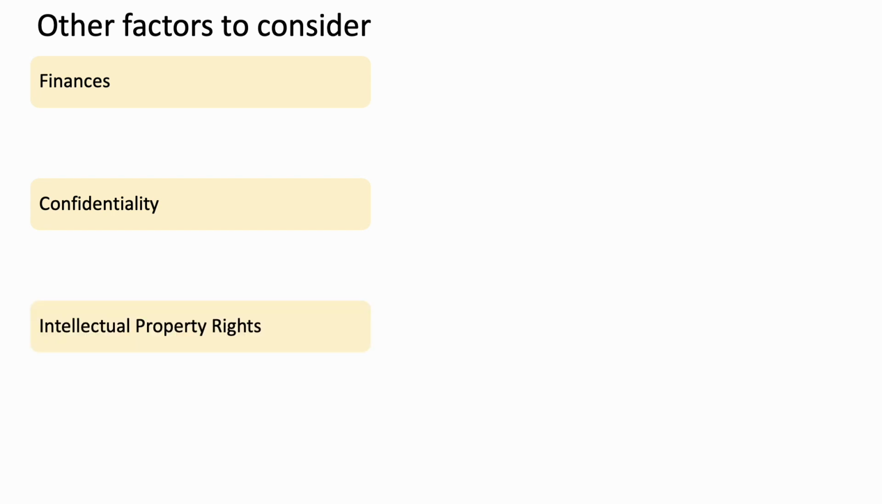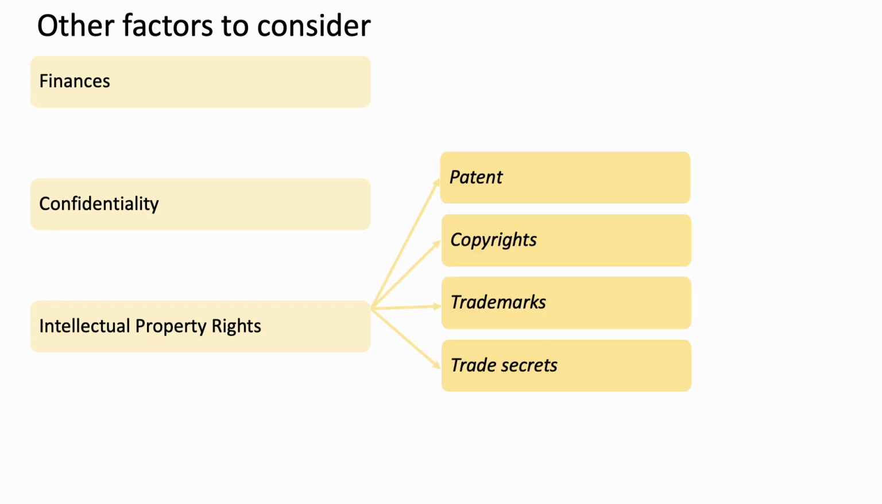Intellectual property rights, IPR, form a critical aspect, encompassing patents, copyrights, trademarks, and trade secrets. Clear ownership and usage rights must be established to prevent disputes post-termination. Employee rights, particularly in jurisdictions like the UK, governed by laws such as TUP, Transfer of Undertakings Protection of Employment, demand attention. Understanding the legal obligations concerning employee transfer or redundancy is crucial to avoid legal complications and uphold ethical standards. Considering these factors ensures a comprehensive evaluation before proceeding with any decision to end the supplier relationship.